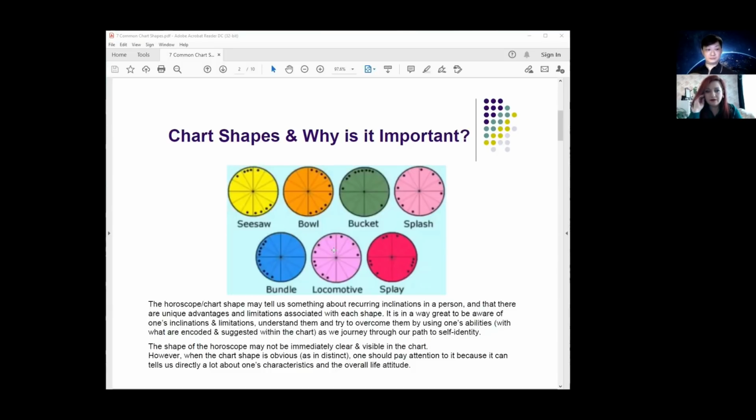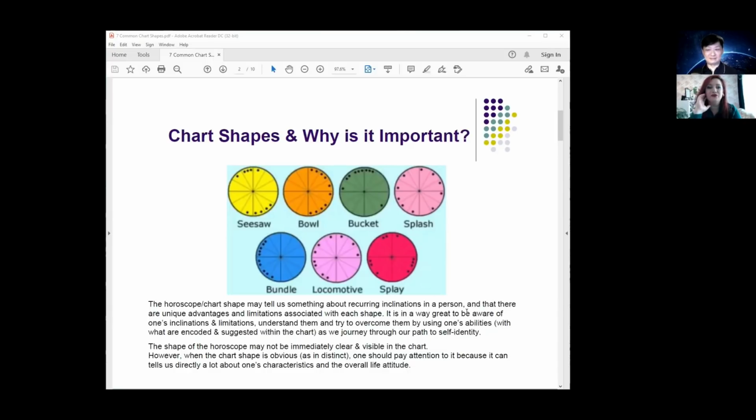Yeah, and it's especially interesting when we can see the chart shape clearly, because sometimes there might be variations. Sometimes the planets might be nearly in a chart shape, but when it's very well outlined, it's stronger. Yes, and right here we've got 7 chart shapes which we'll cover today. I'll cover 3 and Radostina will cover 3, and we both will come together and cover the 7th chart shape, which is splash, the hardest one to actually define because everything is so spread out.